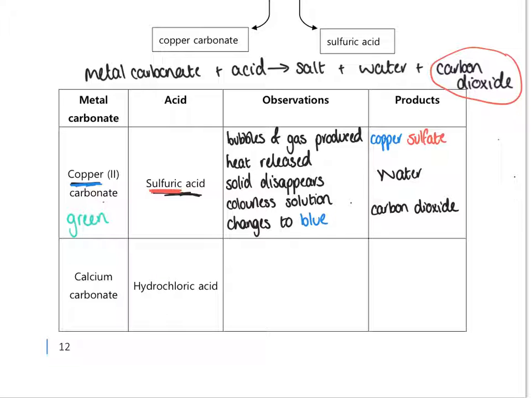Calcium carbonate and hydrochloric acid, it's very similar. Again, think of what you're going to produce first of all. The name of our salt is going to be calcium from the metal, and chloride from the hydrochloric acid. As per our general equation, we're going to form water and carbon dioxide. So again, thinking of our products, we can see we're forming carbon dioxide. That means that we're going to have bubbles of gas produced.